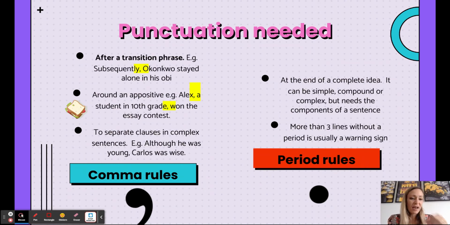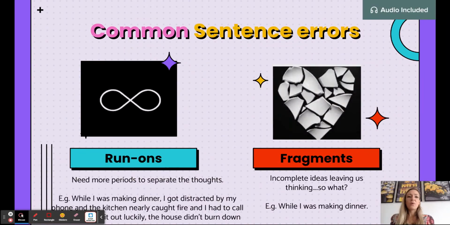Okay, so we want to have more periods than commas in our compositions generally, because not every sentence requires a comma. All right, so here we go into the common sentence errors. A run-on sentence is something that when I read out loud, I'm running out of breath. So here is an example.